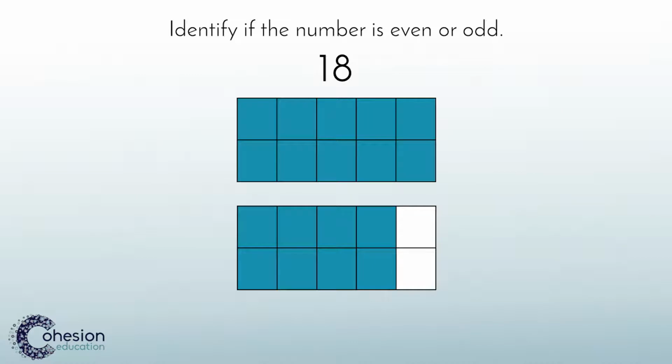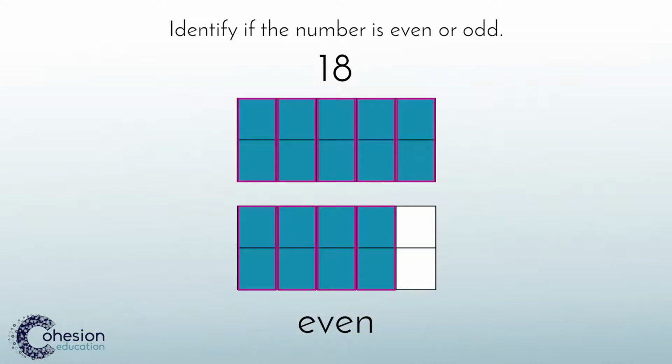Now let's take a look at an example that represents an even number. Identify if the number is even or odd. In this example, we have the number 18 represented in two tens frames. We can see that the first tens frame is completely filled in, showing that each box has a pair or a partner. Looking at the second tens frame, we can see that there is 1, 2, 3, 4 pairs. Again, students may benefit from circling the pairs as they go. We can identify that the number 18 is even because every box has a partner. Students will record even as the answer to the question.